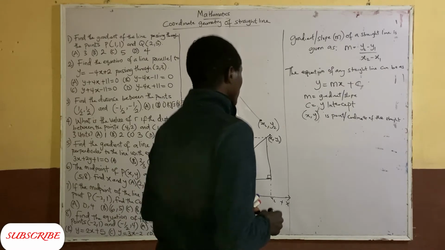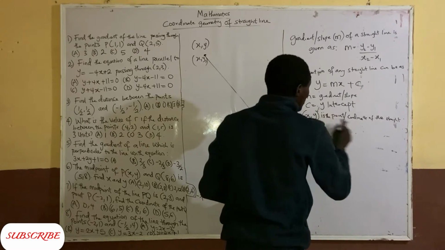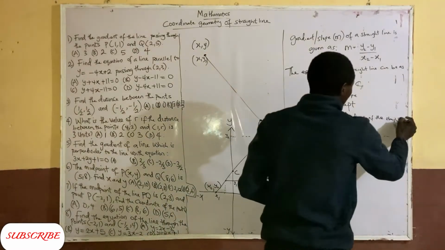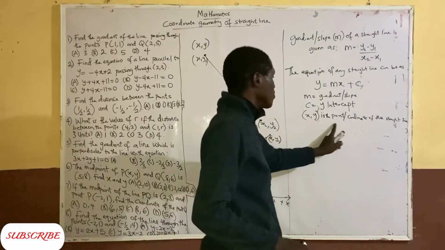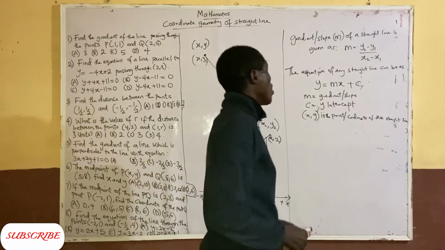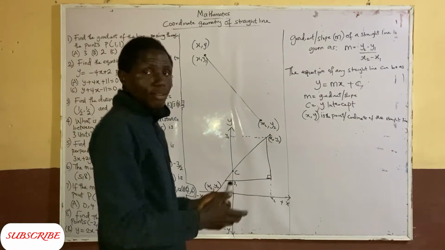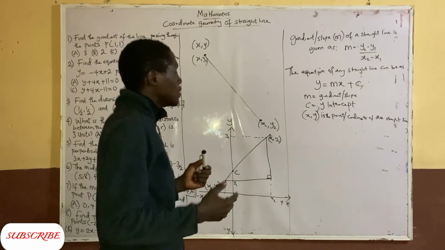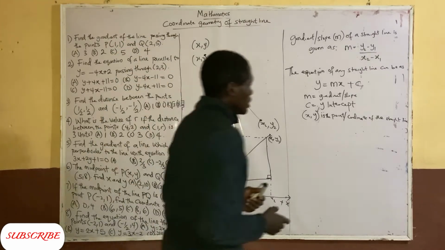Now, where x, y is the point or coordinate of any straight line given. So these are a few calculations that we do under this topic. Now x, y is the point or coordinate of the straight line.